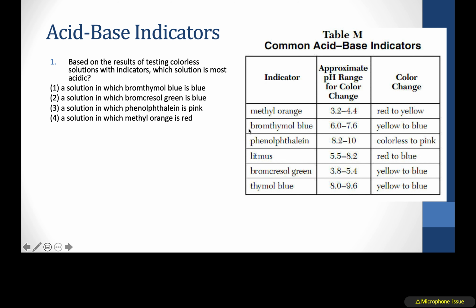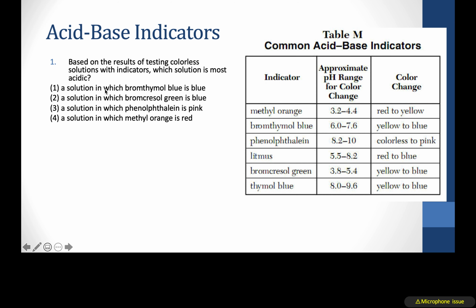So I'm going to go through some example problems here that you would use this table for. Number 1 says, based on the results of testing colorless solutions with indicators, which solution is the most acidic? That means we have to go through all of these. Choice 1 says a solution in which bromthymol blue is blue. So where's that? Bromthymol blue is here. It looks like if it's blue, that means it's above 7.6. That's not very acidic at all. It's actually in the basic range. So it's probably not 1, unless all these other ones are way above that, which I don't think is going to happen.